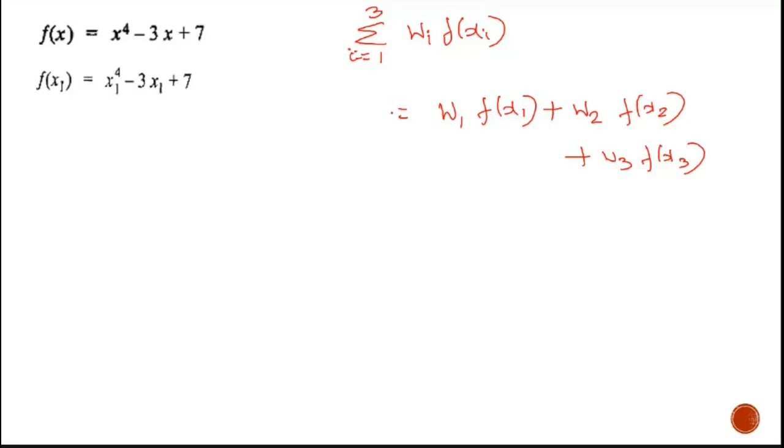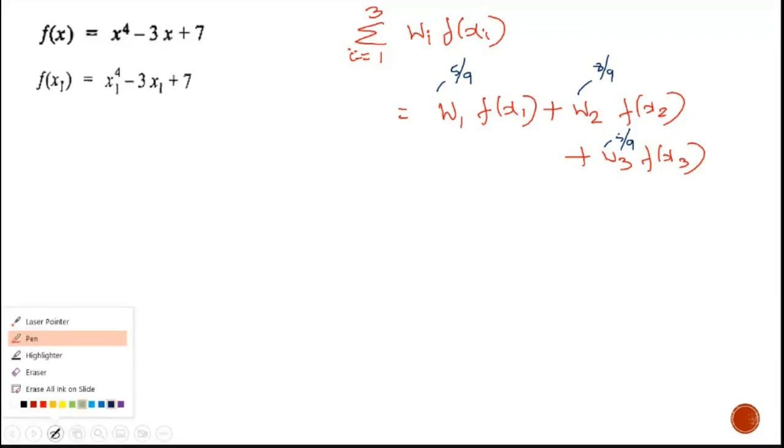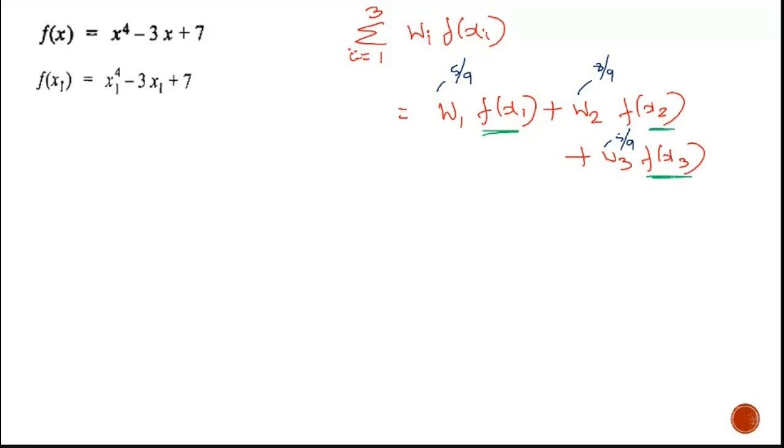So w1, w2, w3 we already identified. What is my w1? w1 is 5 by 9. What is my w2? w2 is 8 by 9. What is my w3? w3 is 5 by 9. Okay, these three we already identified. So the only thing I have to identify now is f(x1), f(x2) and f(x3).